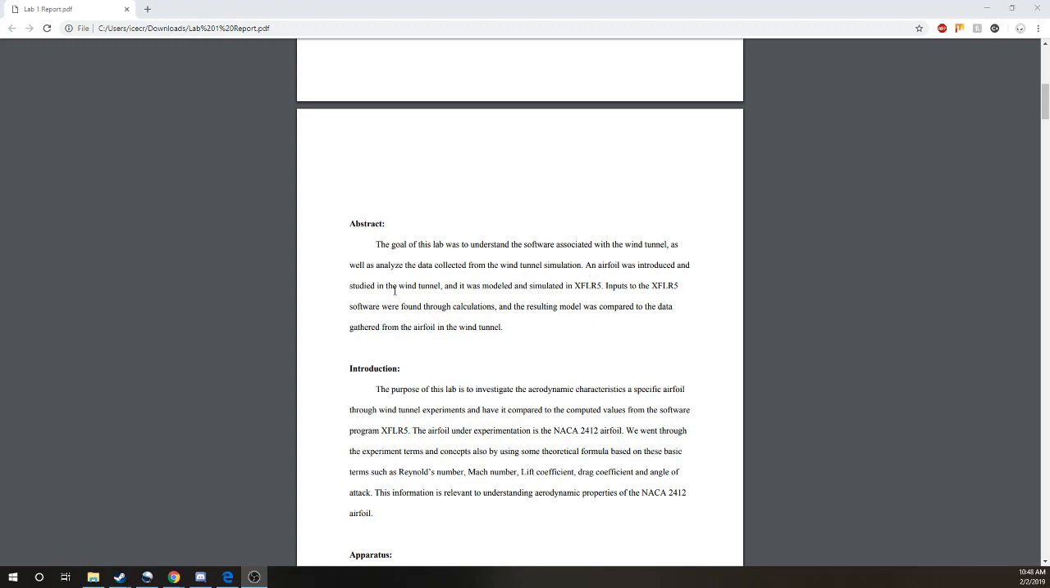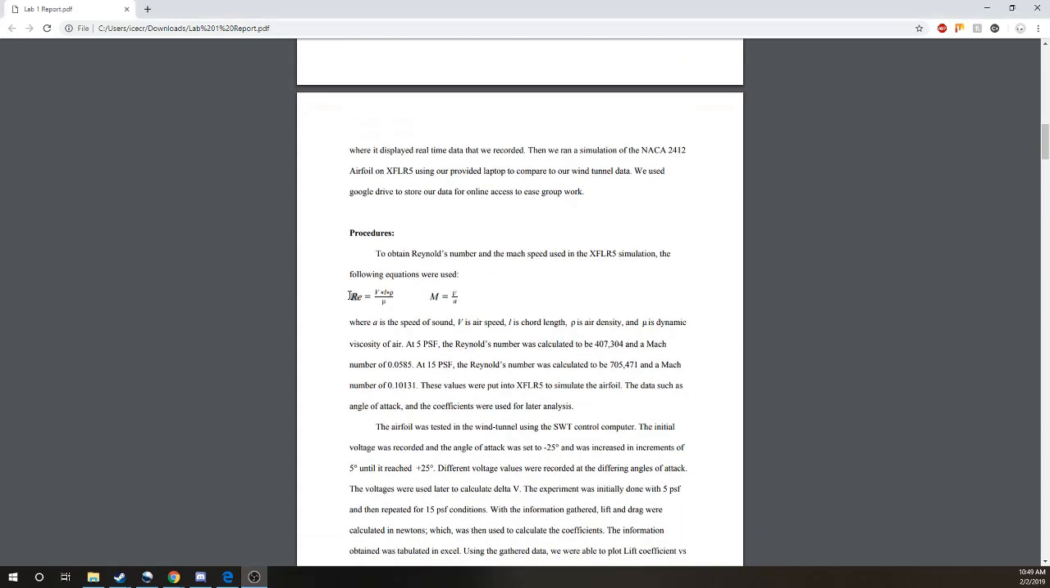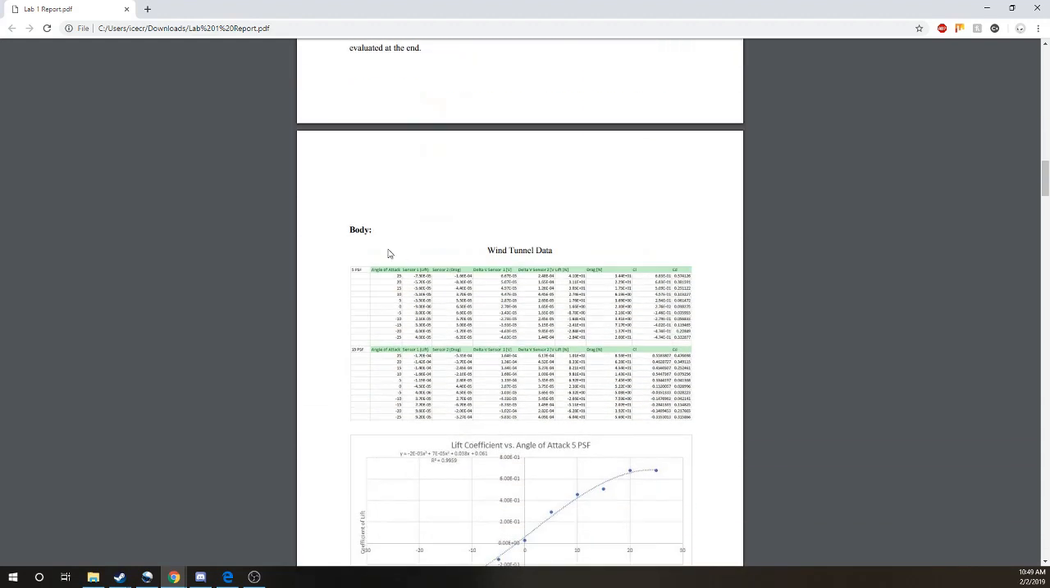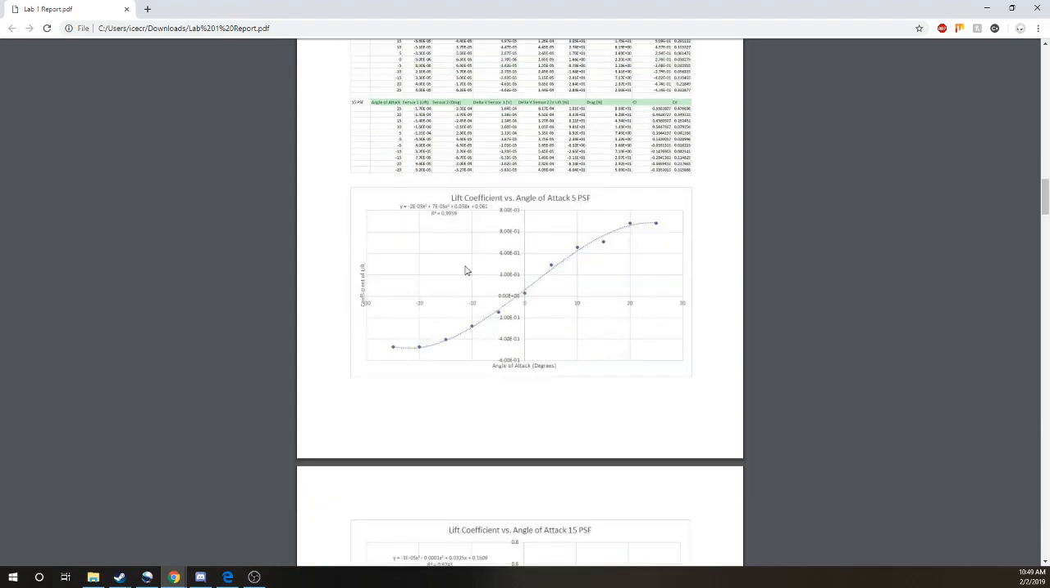An airfoil was introduced and studied in the wind tunnel, and it was modeled and simulated in XFLR5, which is a computer program to analyze airfoils. Inputs to the XFLR5 software were found through calculations, and the resulting model was compared to the data gathered from the airfoil in the wind tunnel. So these were our calculations. We found the Reynolds number, which will tell us how the air is going to flow, and then we found the air speed in Mach, which is the almost speed of sound that you're going, so the percentage of speed of sound that we're going.